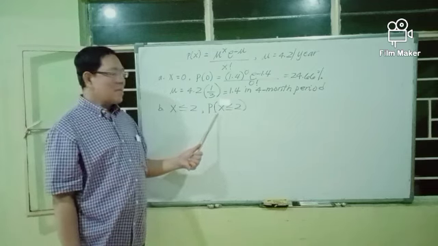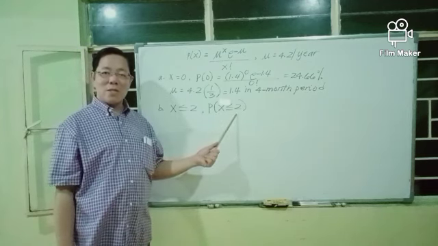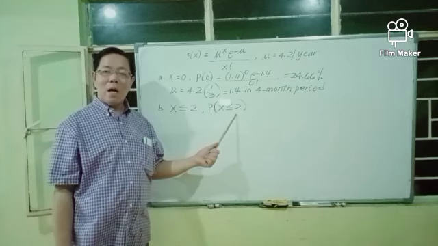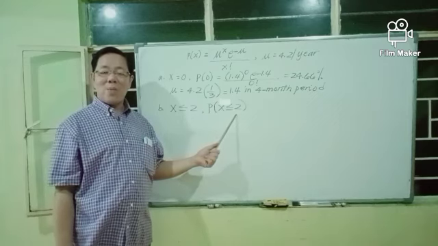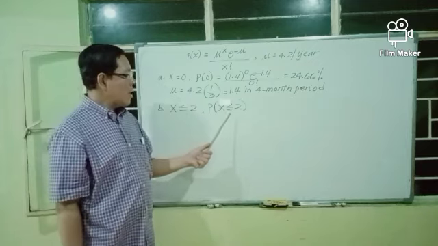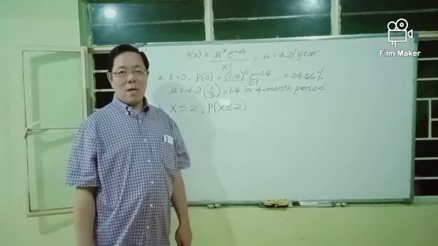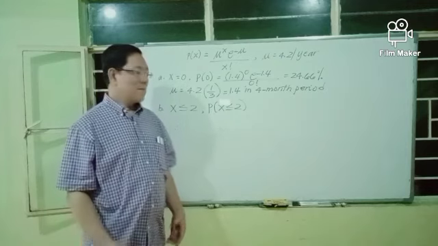Hence, the probability that x is less than or equal to 2 is equal to the probability of x equals 0, no power outages in a year, plus the probability of x equals 1 power outage in a year, plus the probability of x equals 2, 2 power outages in a year.